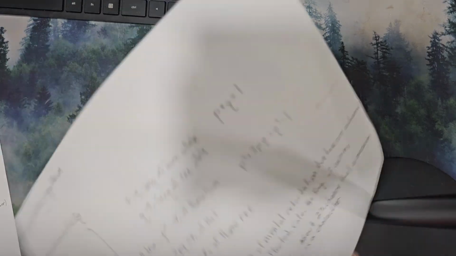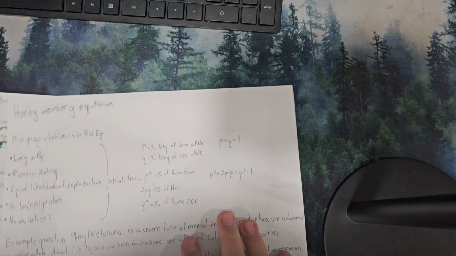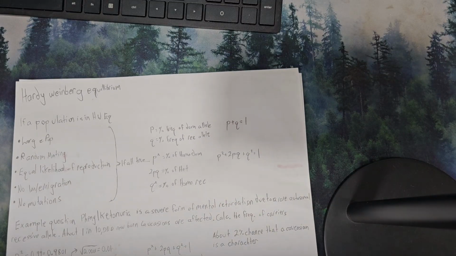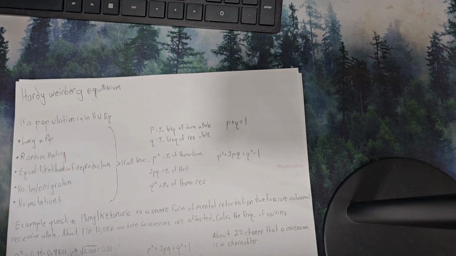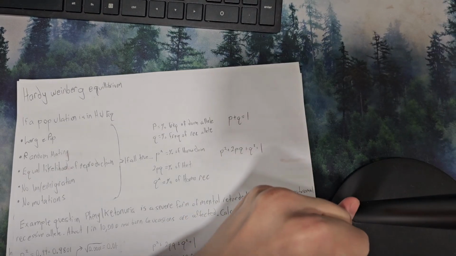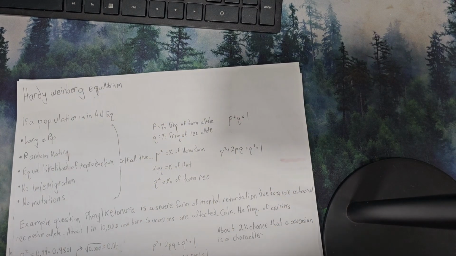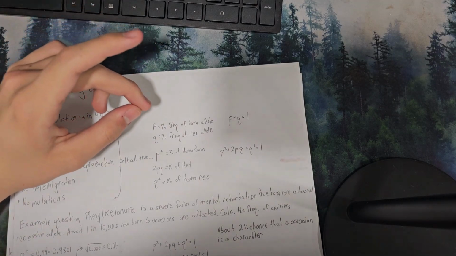Now let's take a look at Hardy-Weinberg equilibrium. Hardy-Weinberg equilibrium is true in a population if there is a large enough population, random mating occurs, there's an equal likelihood of reproduction, there's no immigration or emigration, so that means that no animals are leaving and none are entering, and there are no mutations. And if all of that is true, the following is true.